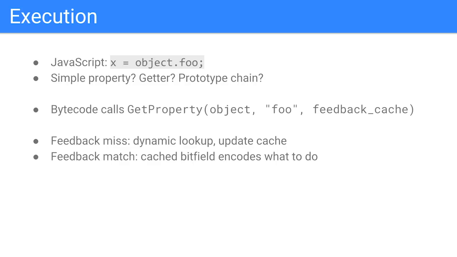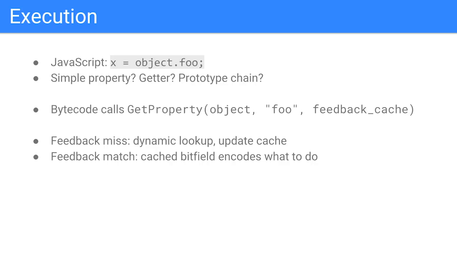For an object.foo load, like here on the first line, it could mean just loading a simple property from the object. It could mean calling a getter. It could mean walking up the prototype chain. There could be proxies involved or whatnot. Figuring out what to do dynamically is relatively slow. And so the way to speed that up is to cache it and hope that the same code will always do the same thing.